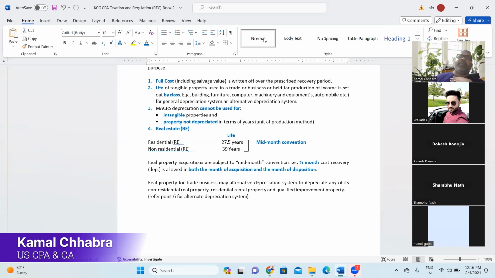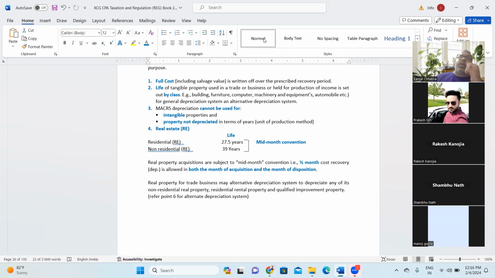And the same thing applies to the month of sale also. Whether you are selling on the first day, the last day, or any day of the month, in the month when you are selling, you will be charging depreciation for half a month. That is called mid-month convention. Make sense? Any doubt here?